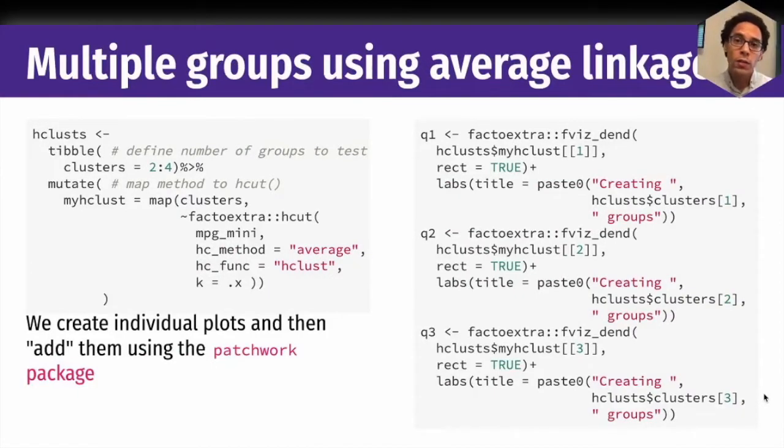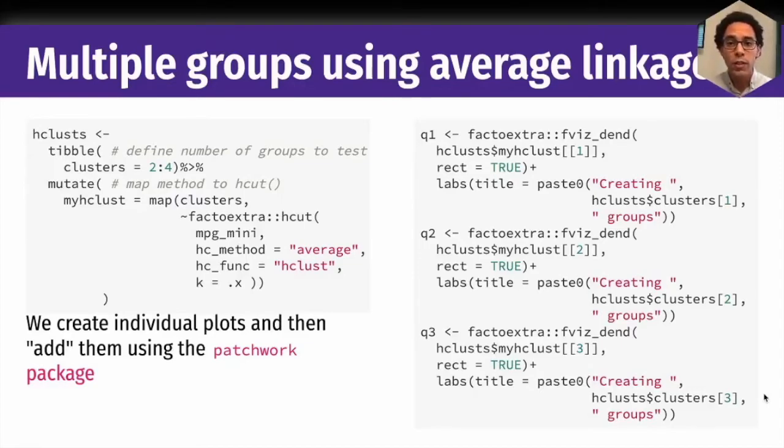Again, just like we did for the k-means example, we can also make use of the map function from the purrr package to test multiple things. In this first example, we're testing what would happen if we were trying to create or observe how the dendrogram would look like when we try to group 2, 3, or 4 different clusters.